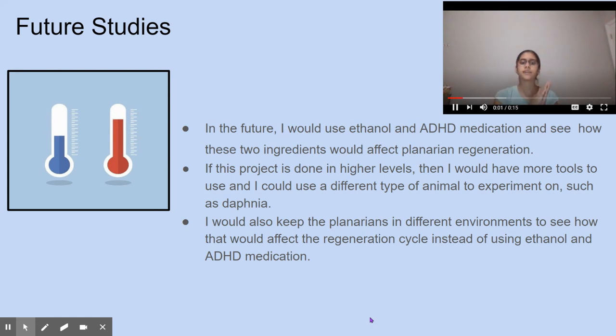In the future, I would use ethanol and ADHD medication, and if this project was done at higher levels, then I would have more tools to use, and I could use a different type of animal to experiment on, such as Daphnia. I would also keep the planarians in different environments to see how that would affect the regeneration cycle.